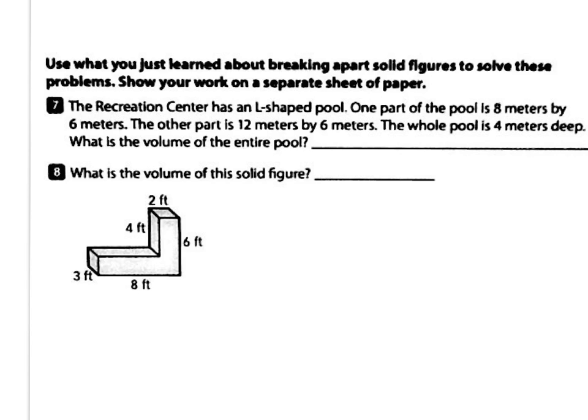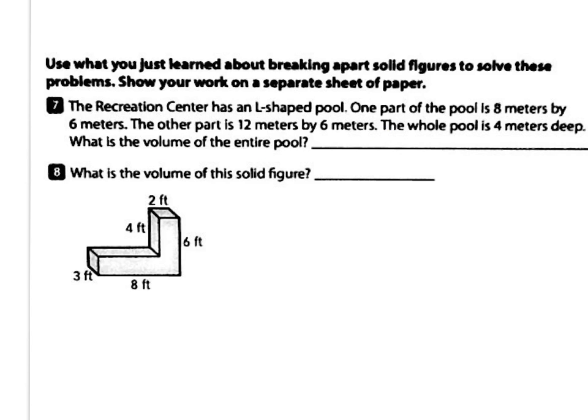It says the recreation center has an L-shaped pool. So this is L-shaped, so you could pretend it's this. This is not the problem that goes with 7, but just pretend it's an L-shaped pool. One part of the pool is 8 meters by 6 meters. The other part is 12 meters by 6 meters. Okay, those are the two measurements that we have for each of the parts of the pool. The whole pool is 4 meters deep. What is the volume of the entire pool?